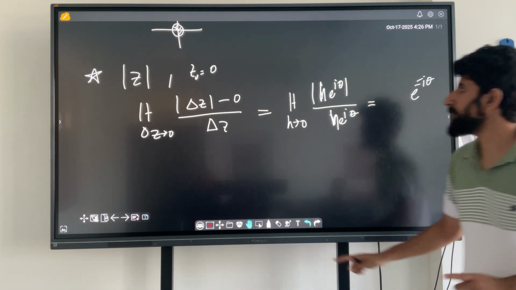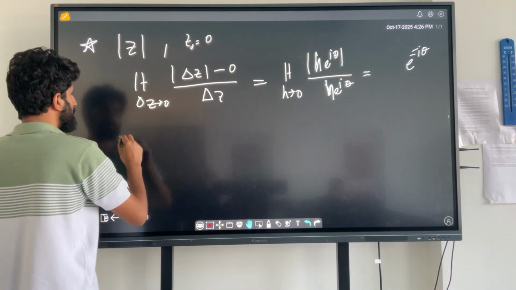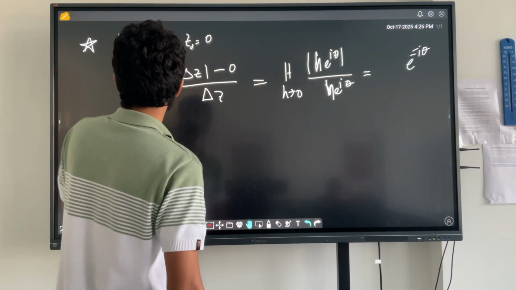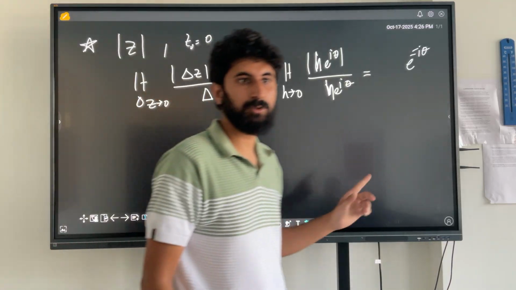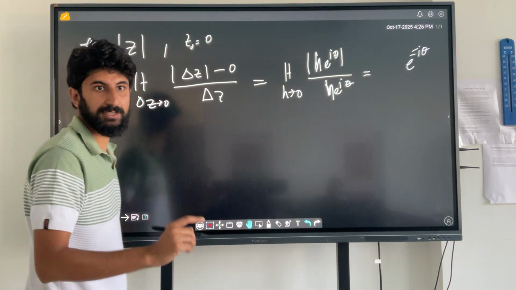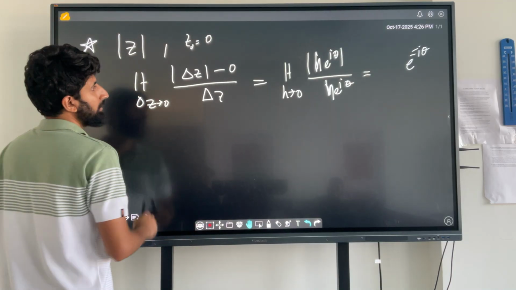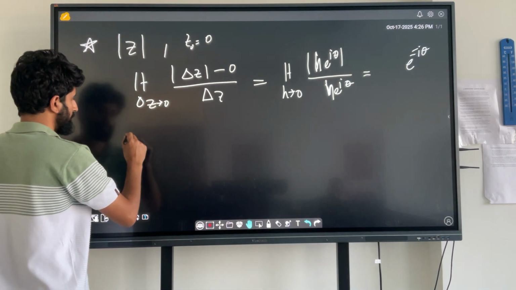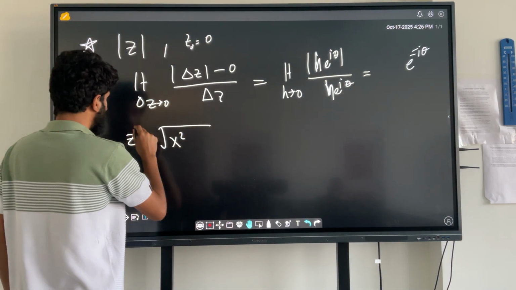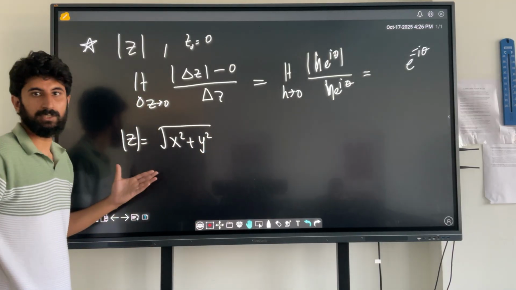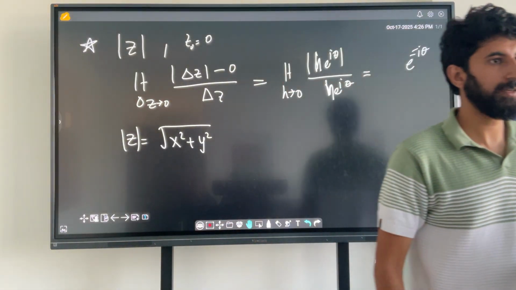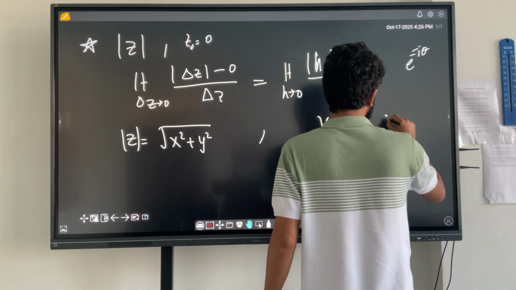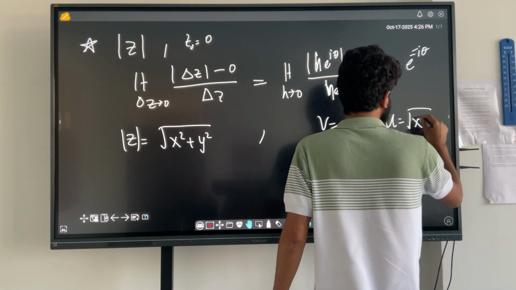What about the CR equations? So mod z is the square root of x squared plus y squared. So what is u, and what is v? v is 0, and u is the square root of x squared plus y squared.